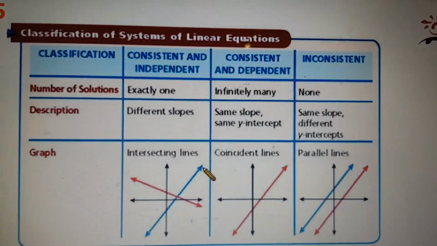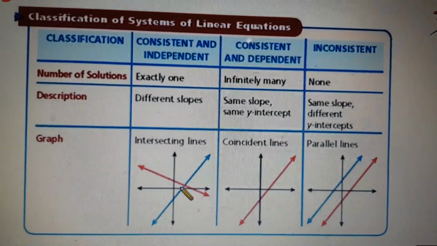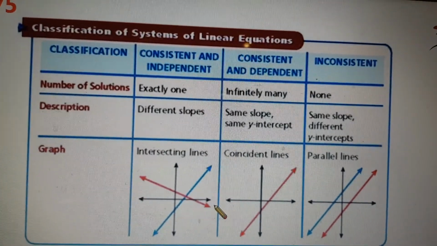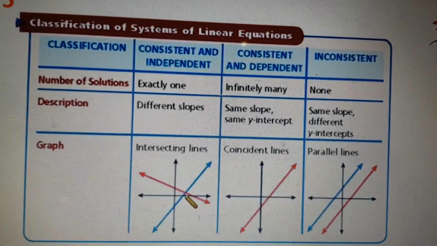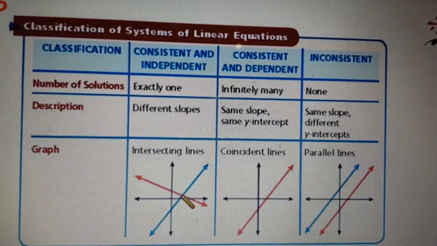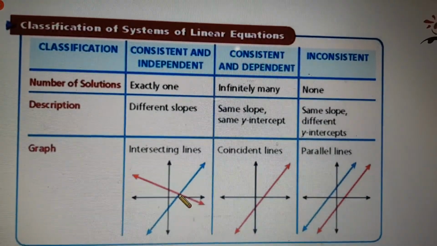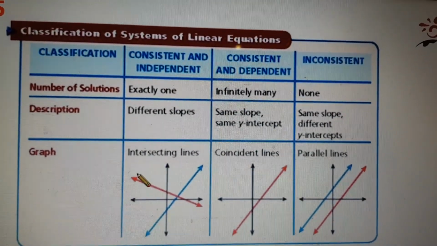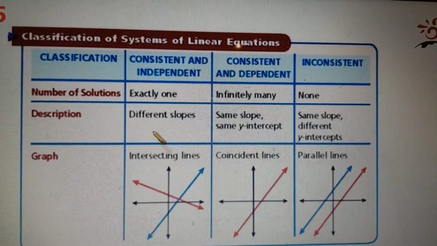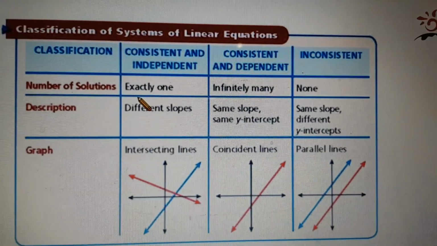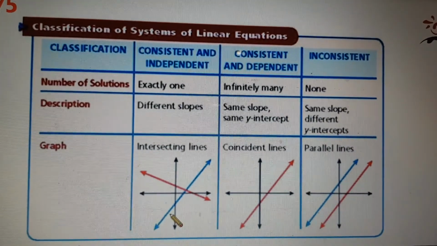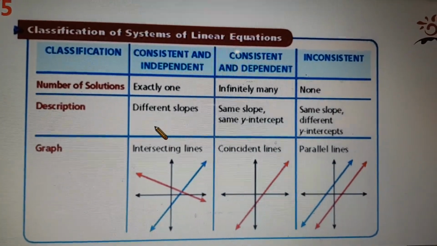If you have two intersecting lines, it means that I have exactly one solution. This point, the intersection point between the two lines, is my solution. So if you have two lines intersecting at exactly one point, that point is my solution. One solution. I know I'll have two intersecting lines if I have different slopes.